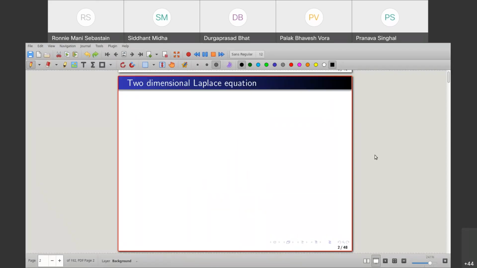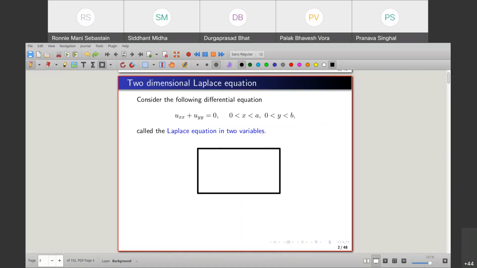Okay, so this is the Laplace equation. This is the two-dimensional Laplace equation, a differential equation which we want to solve. Here we want to solve the Laplace equation in a rectangular region, where x lies between 0 and A, and y is lying between 0 and B.